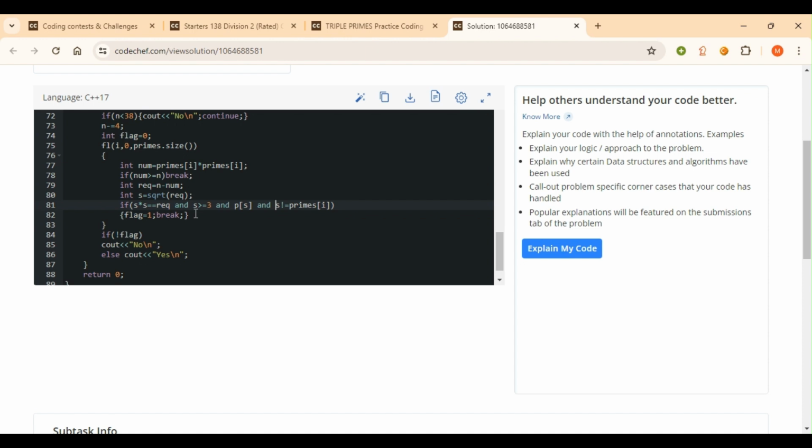So if all these conditions are satisfied, then congrats, we have our three prime numbers whose sum of squares is equal to n. What are these numbers? 2, primes of I, and this S, right? So we mark our flag as 1 and we break out of the loop. If we haven't found the triplet, we will output no, otherwise we will print yes. So yeah, that's it for this problem.